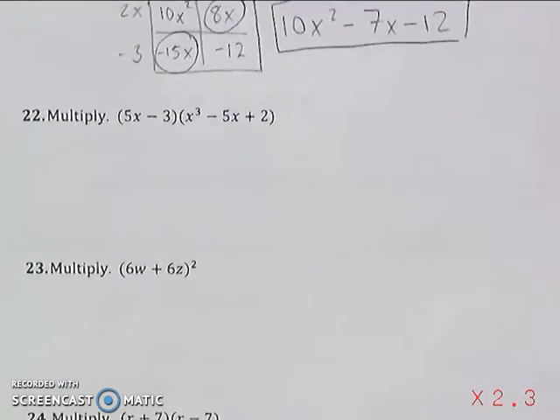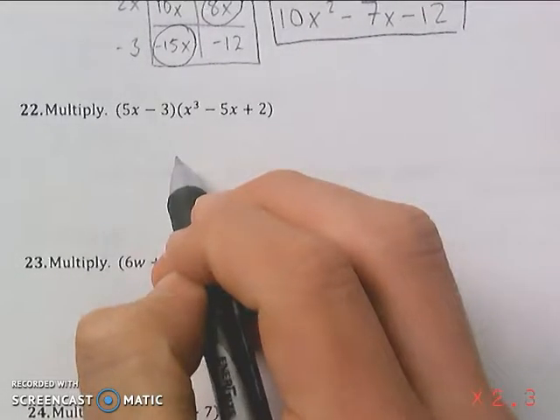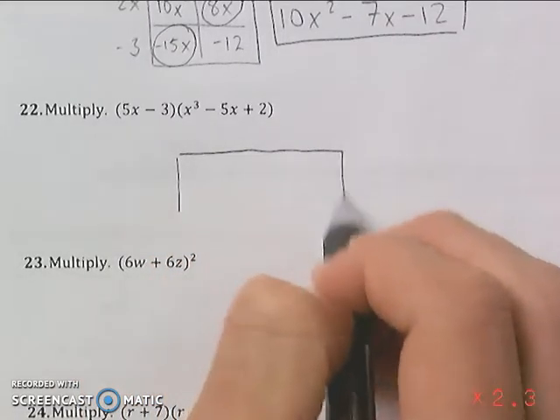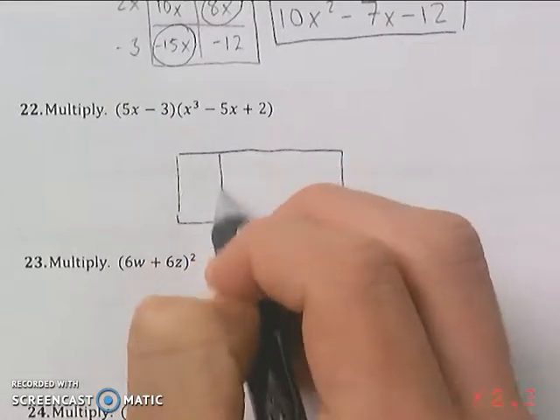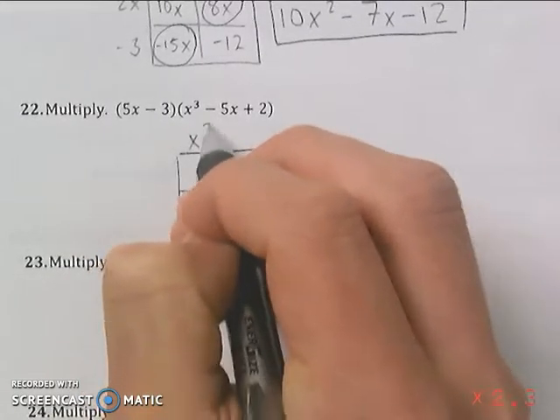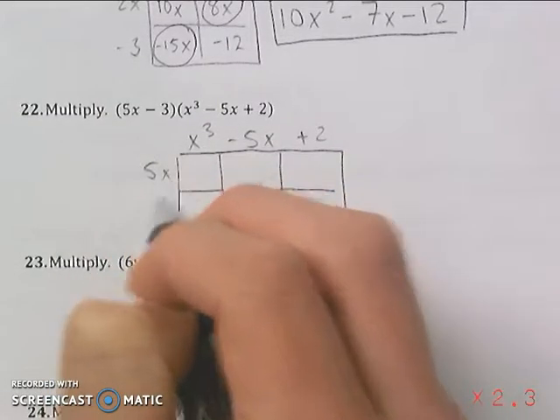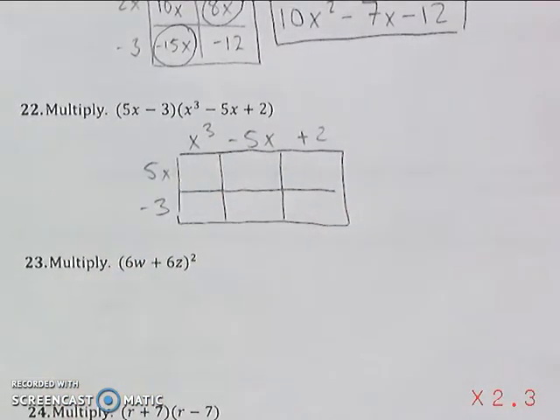Okay, 22, we're multiplying here. We can use the box method. The only difference is our box is now going to become a 2 by 3 box. So it's the exact same principle. It's just a bigger box. That's it. x to the third, 5x, 2, 5x, and negative 3. So here we go. Multiply. I'm going to go kind of quickly through here.